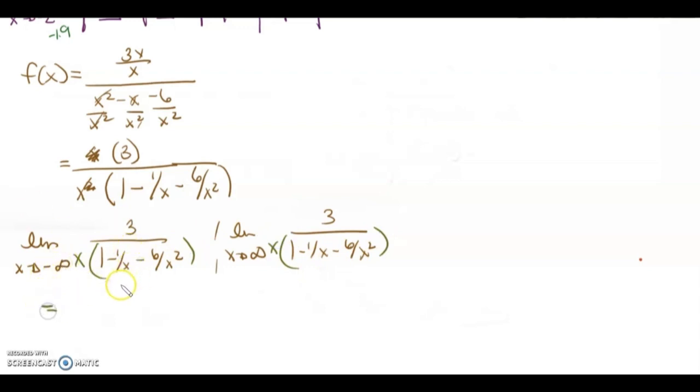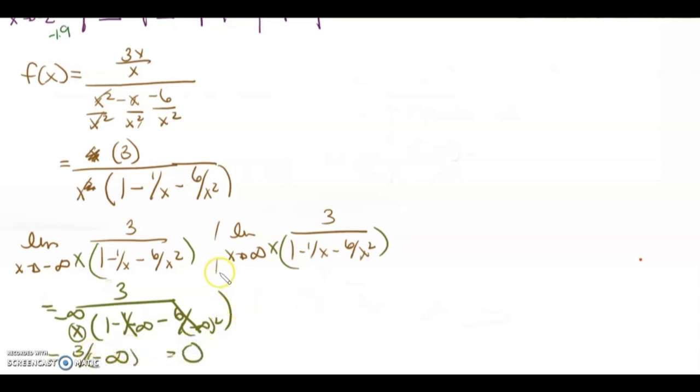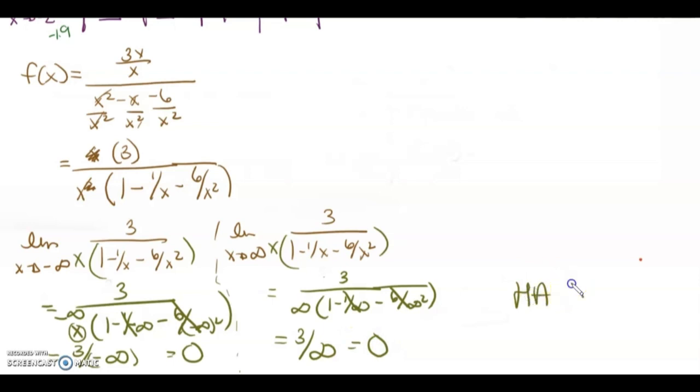So when we go ahead and sub in, we get 3 over x bracket 1 minus 1 over negative infinity minus 6 over negative infinity squared. Both of these will tend to 0. And then this x is also negative infinity. So we get 3 over negative infinity, which is just 0. Okay, and the same thing for the second one. We get 3 over infinity, 1 minus 1 over infinity, minus 6 over infinity squared. Both of these will tend to 0, so we get 3 over infinity, which is 0. So the horizontal asymptote is y equals 0.